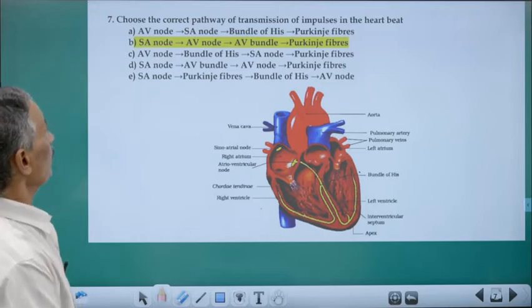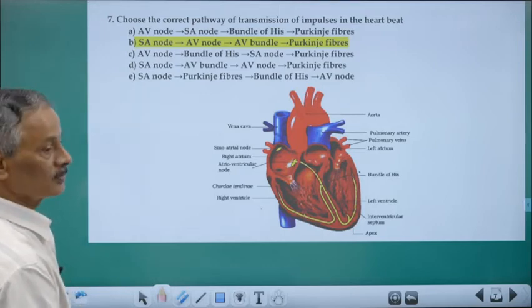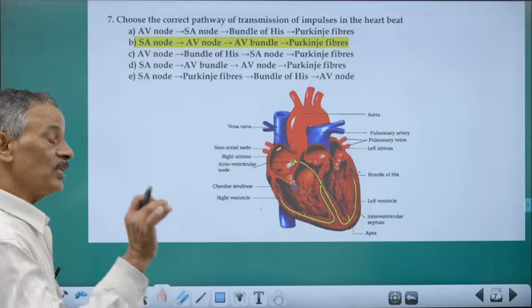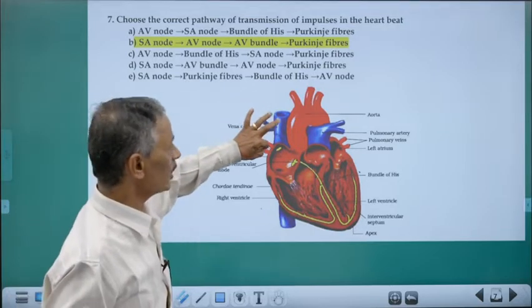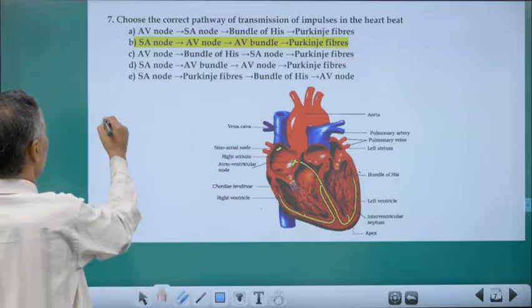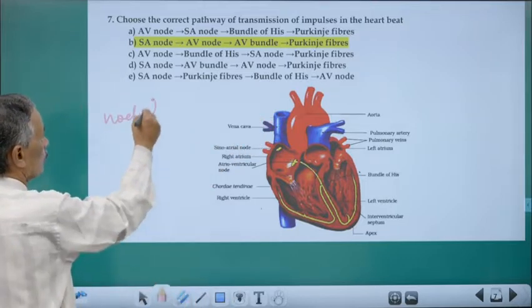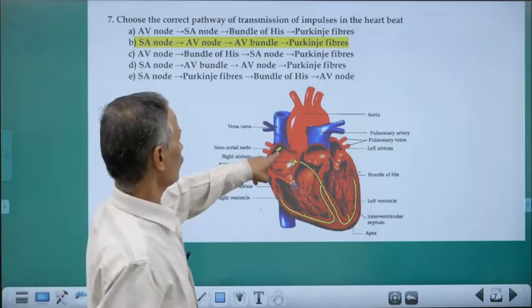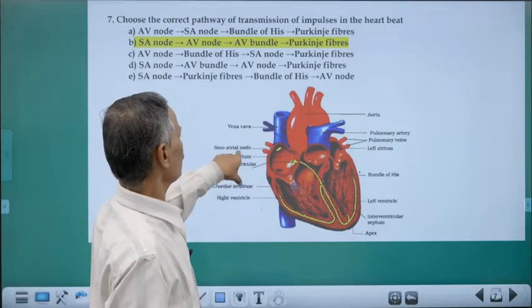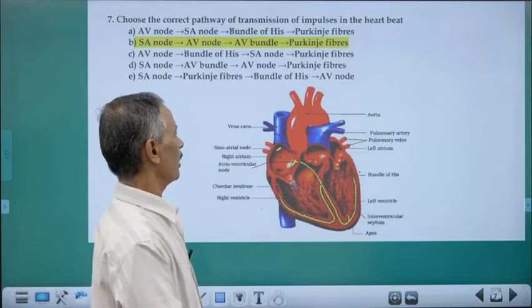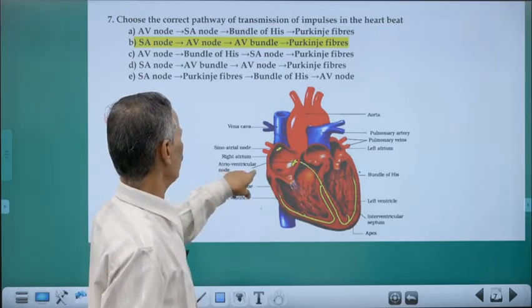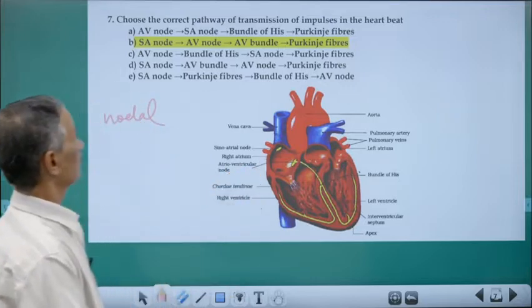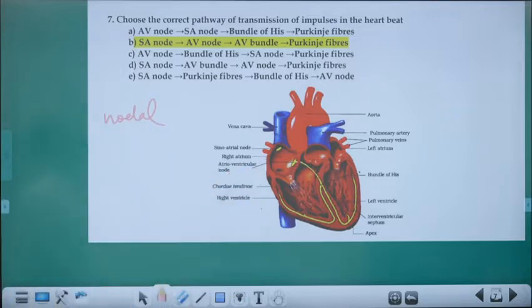Choose the correct pathway of transmission of impulses. Remember, our heart is initiated and maintained by the muscles of the heart itself. There are certain specialized tissues called nodal tissues. The most important nodal tissue is the SA node, sinoatrial node. Second node is the atrioventricular node or AV node. So signal from SA node, which is the pacemaker.